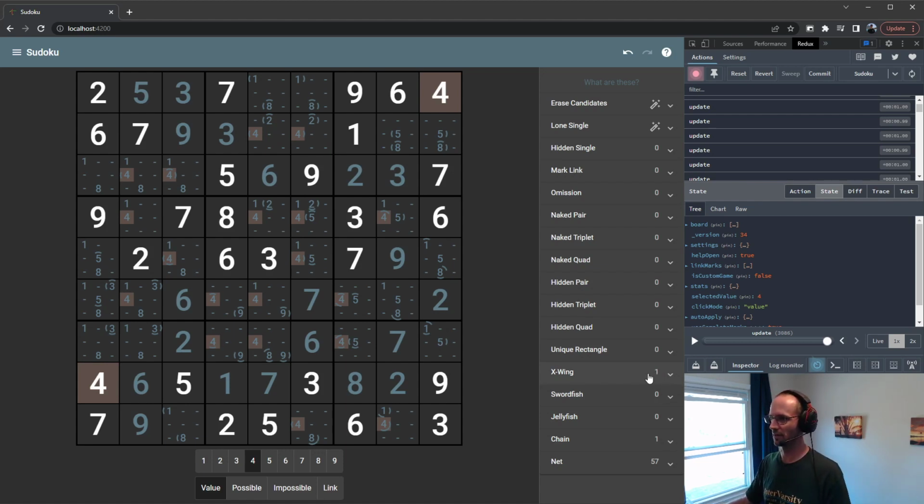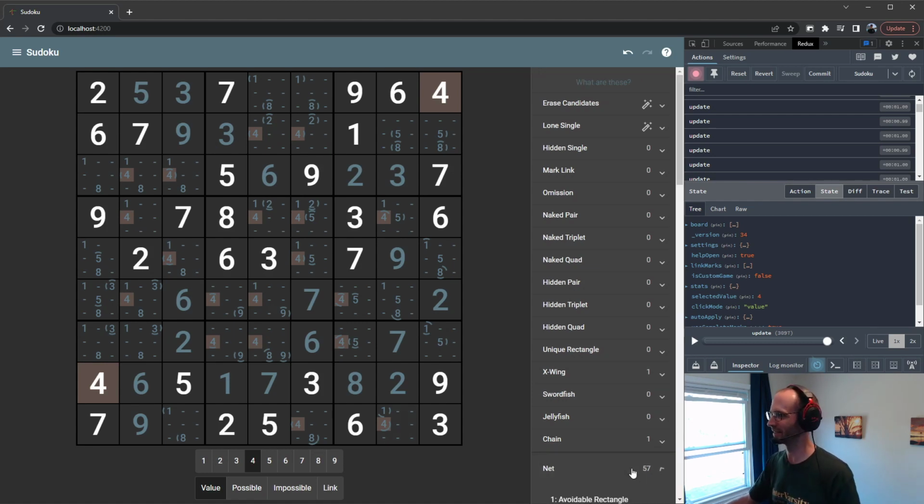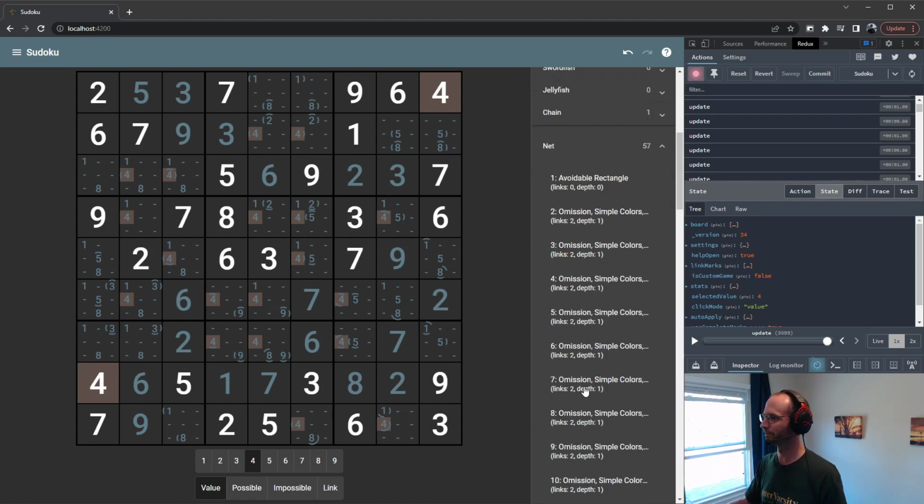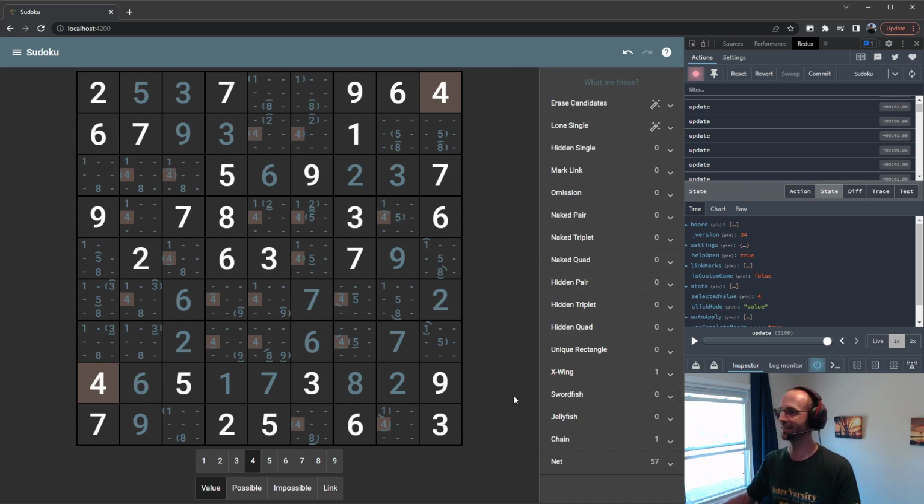But now, I don't know if I want to make a whole video looking for nets in a puzzle that's so difficult that the only thing left is nets. That's wild. Are any of them simple nets? Avoidable rectangle. That's amazing. Okay, I want to find that. I've never spotted one of those myself before. This will be interesting practice.